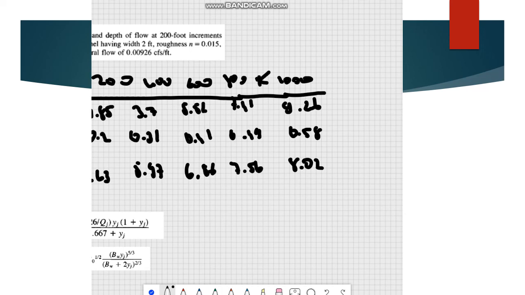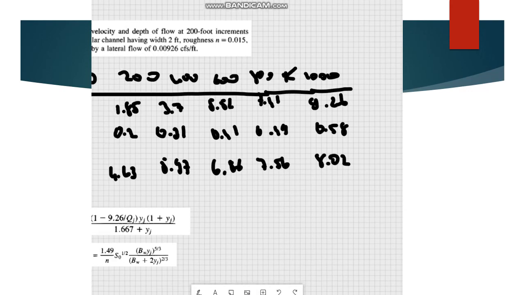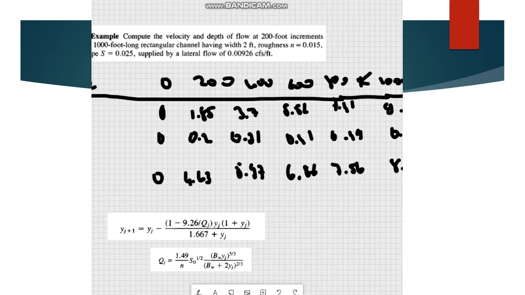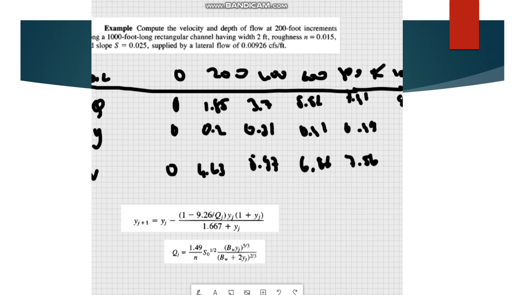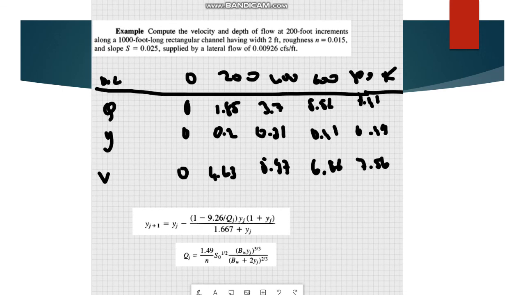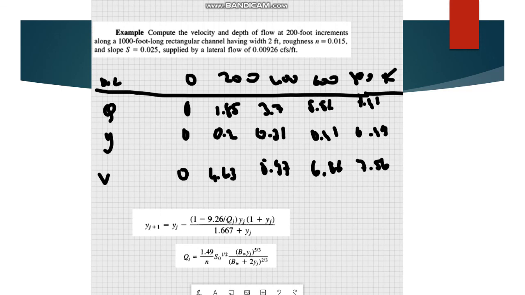So this is how we solve this kind of incremental question, with a tabulated form, using Newton's iteration. It's basically the same thing, just the incremental procedure plays a role. That's it.